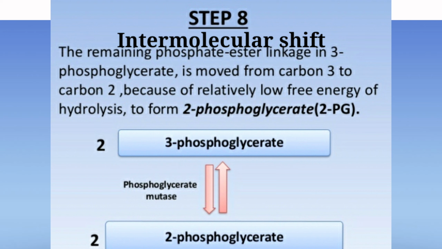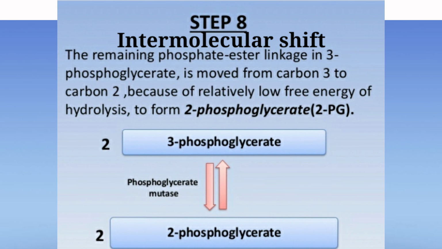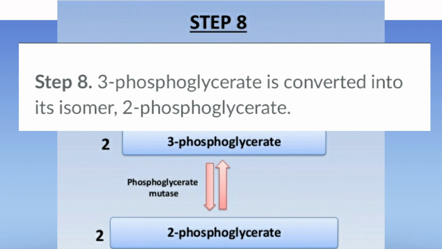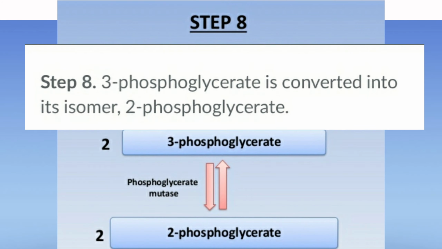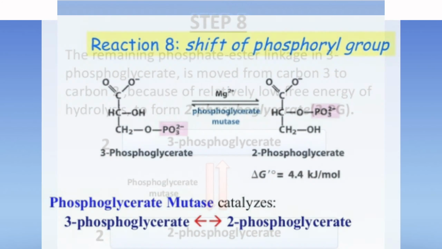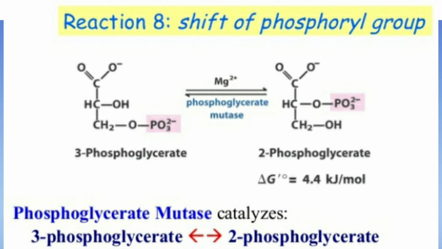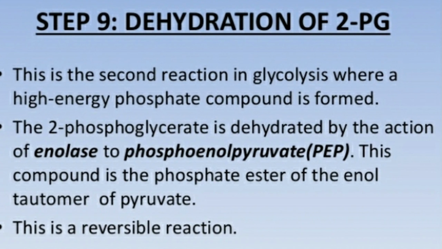The next step is intermolecular shift. Here, the phosphoglyceromutase enzyme catalyzes the transfer of phosphate group from 3-carbon position of 3-phosphoglycerate to 2-carbon position leading to the formation of 2-phosphoglycerate. In this step, the starting material is 3-phosphoglycerate and the product is 2-phosphoglycerate and the enzyme is phosphoglycerate mutase.